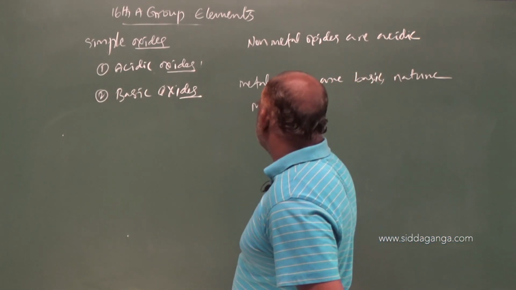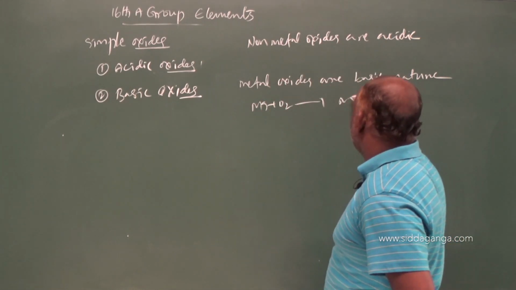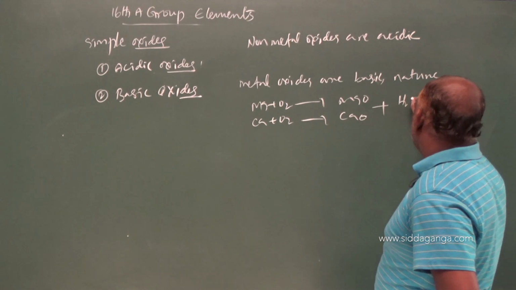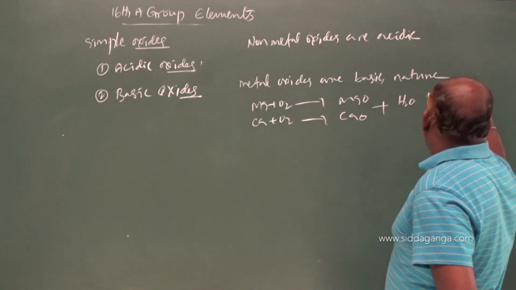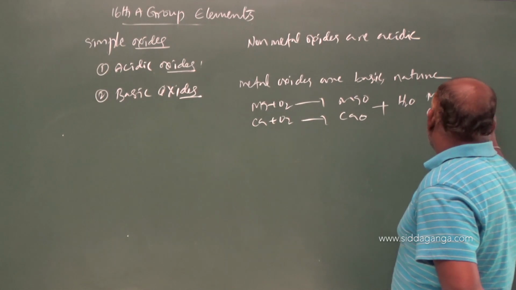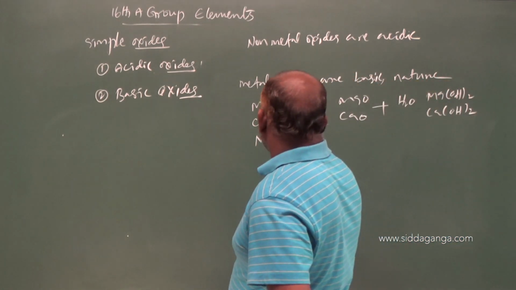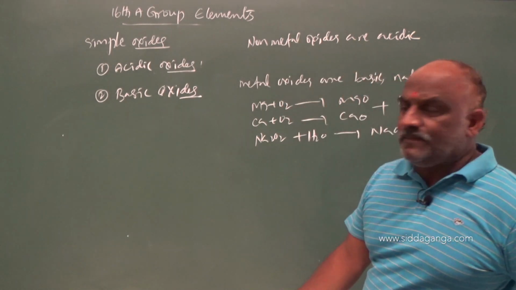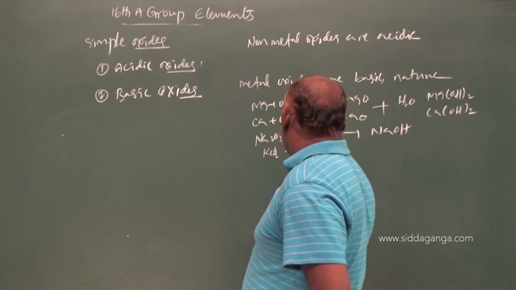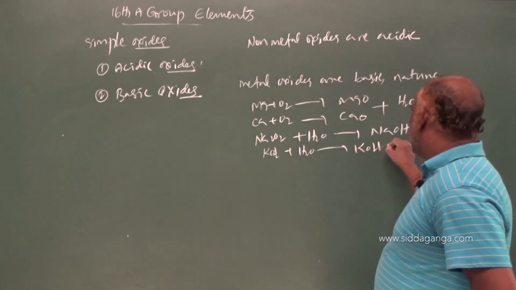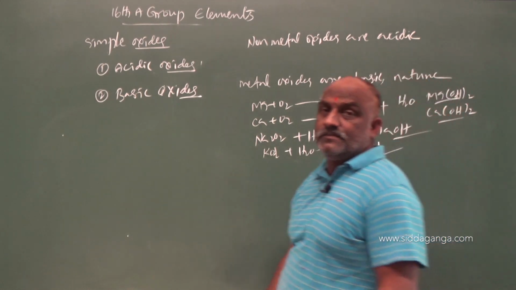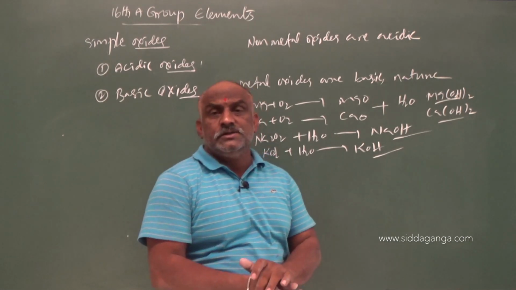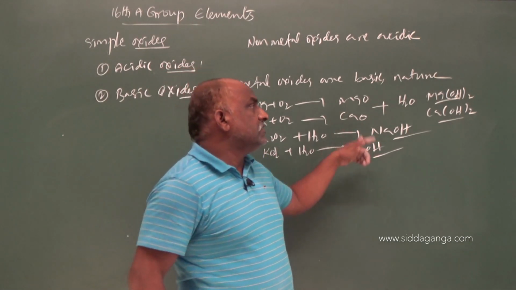We know that Mg plus O2 gives MgO, Ca plus O2 gives CaO. Dissolved in water, what will we get? Magnesium hydroxide, calcium hydroxide. Na2O2 plus H2O gives NaOH, sodium hydroxide; KO2 plus H2O gives potassium hydroxide. These all are bases, the strongest bases. Alkali group metals give the strongest bases; alkaline earth metals are weak bases compared to the first group elements.